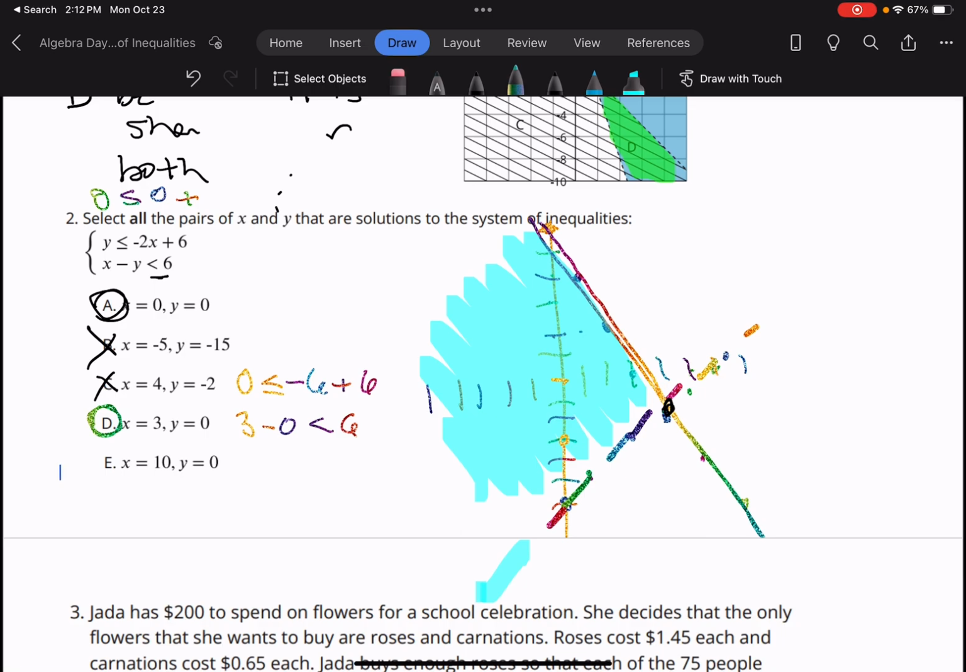And then 10, 0. So 10, 0 would be like all the way out here. And so that, from the looks of the graph, is not going to work, but we can double check. 0 is less than or equal to negative 20 plus 6. That is true, because 0 is less than negative 14. But if we have 10 minus 0 is less than 6, 10 is not less than 6. So again, that would work for one equation, but not for the other. So that is not a solution.